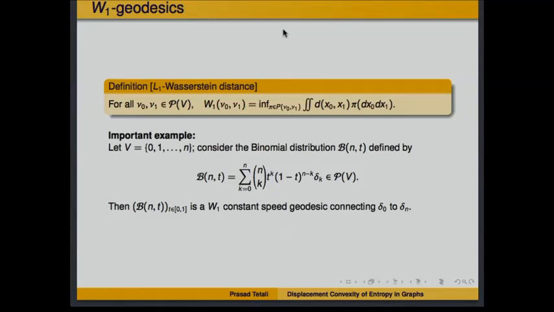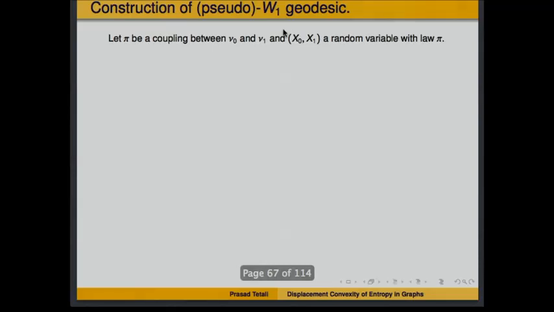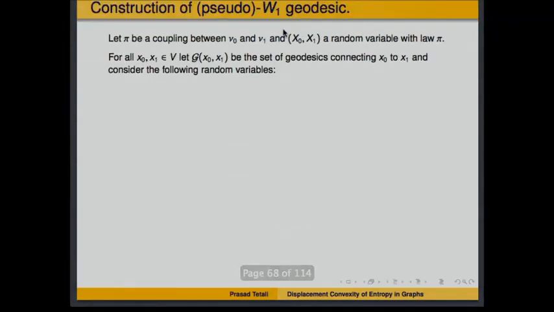So first, imagine you have just 0, 1 through n, and here is a simple interpolation, and this we can use on a general graph. Okay, so imagine you have a Dirac mass at 0, and then also at n, and now you take the usual binomial distribution. And so how does that give us our interpolation?